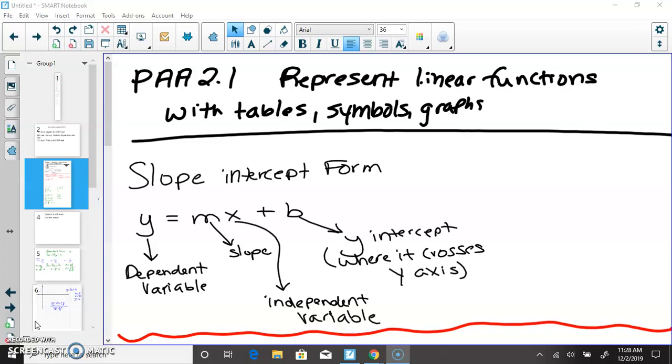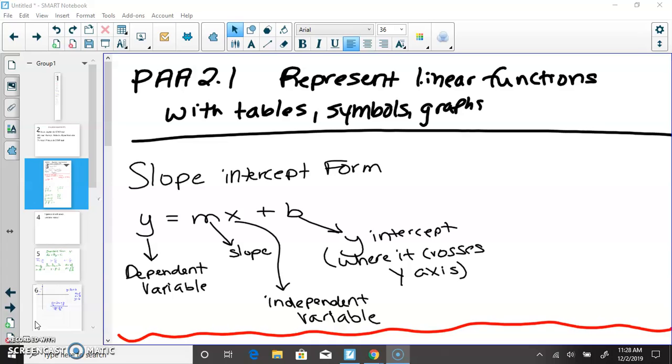And you're going to represent linear functions with tables, symbols, and graphs. This is the same notes you had for your last lesson. In this part, y is always your dependent variable, m is always your slope, x is always your independent variable, and b is your y-intercept. So b is where it crosses the y-axis.